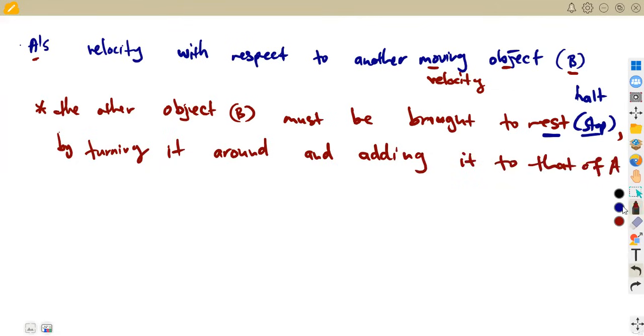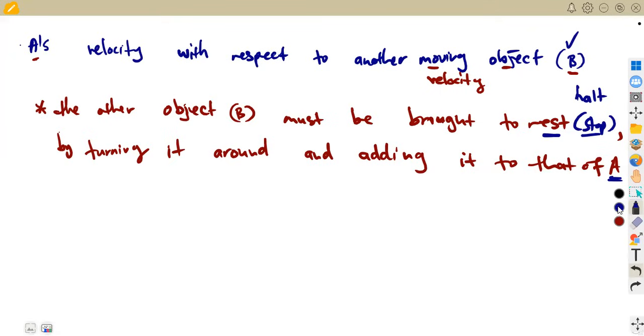So that will be the condition that we are going to consider. We are talking about A in relation to B, so we are going to stop the moving part, which is B. This is just changing its direction, that is, turning it around. We are simply changing its direction and now adding the velocity to that of A.